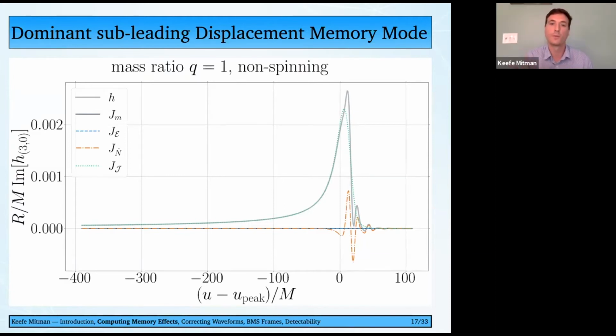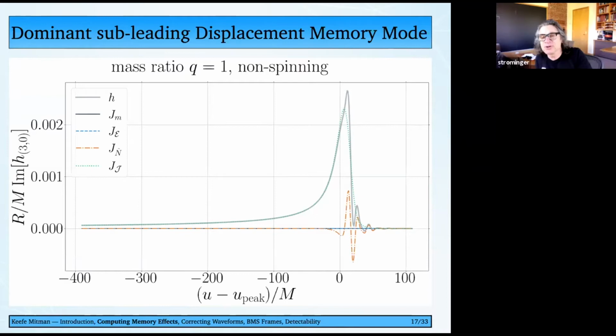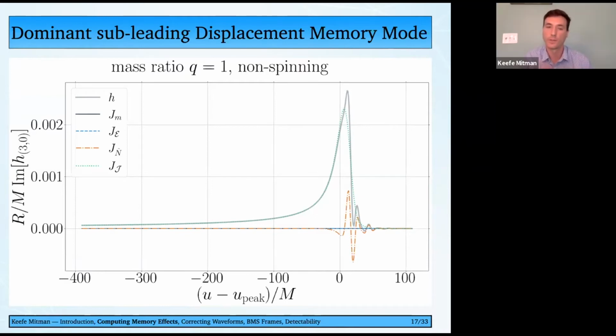Right. What you're saying is absolutely correct, that's a very good point. For example, if you have a precessing system, then you will actually see a mixing of these contributions. And so then you'll see a non-zero change in the mode sourced by the angular momentum flux due to this mixing. Right, exactly. Yeah, that's a good thing to point out, indeed.